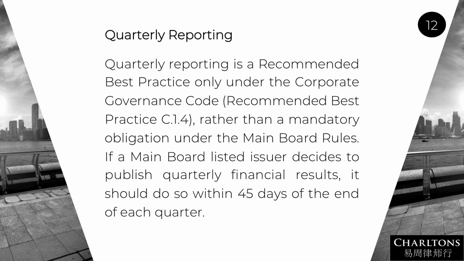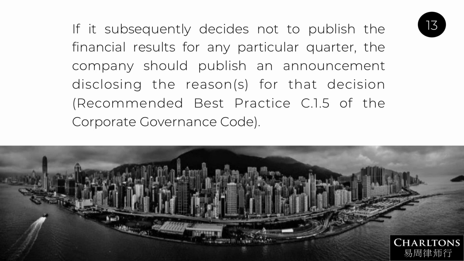3. Quarterly reporting. Quarterly reporting is a recommended best practice only under the Corporate Governance Code, recommended best practice C.1.5, rather than a mandatory obligation under the Main Board Rules. If a main board listed issuer decides to publish quarterly financial results, it should do so within 45 days of the end of each quarter. If it subsequently decides not to publish the financial results for any particular quarter, the company should publish an announcement disclosing the reason or reasons for the decision, recommended best practice C.1.5 of the Corporate Governance Code.